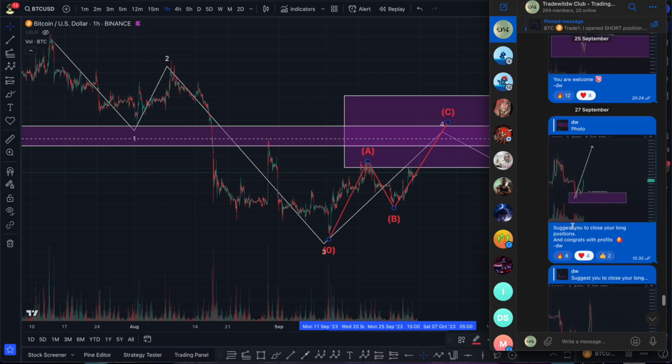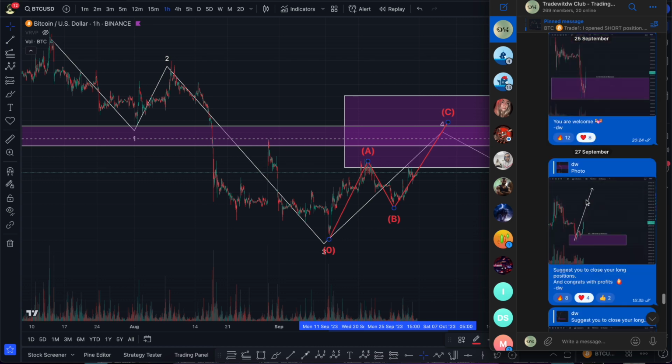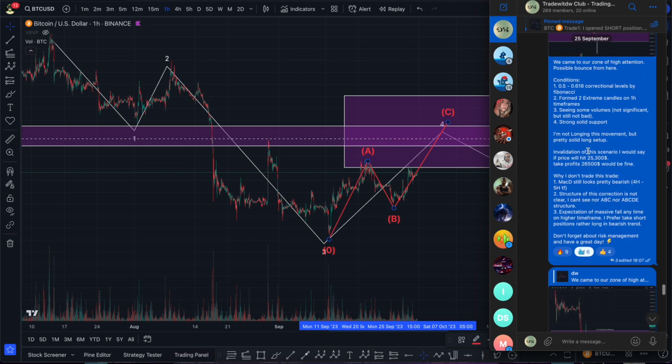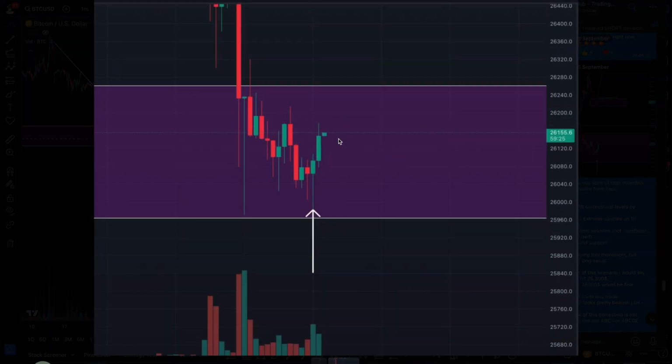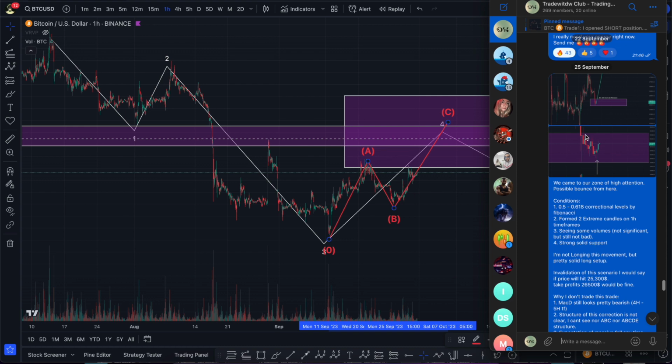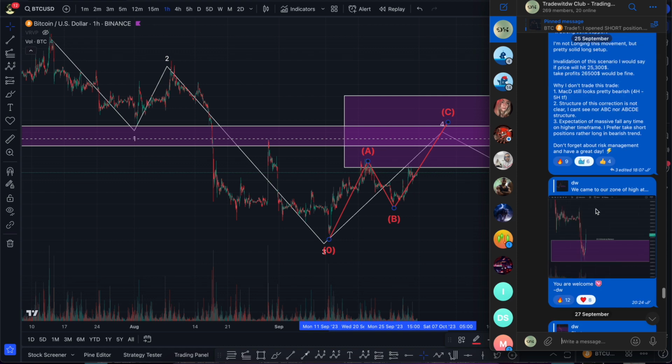So I gave those signals about the longs. I gave the signals that it was a good time over here, that we could long this market. Some people did long the market and took some profits. Congratulations to you guys.